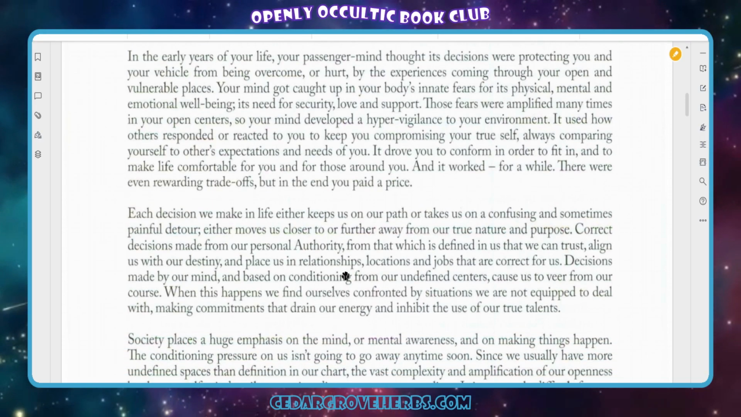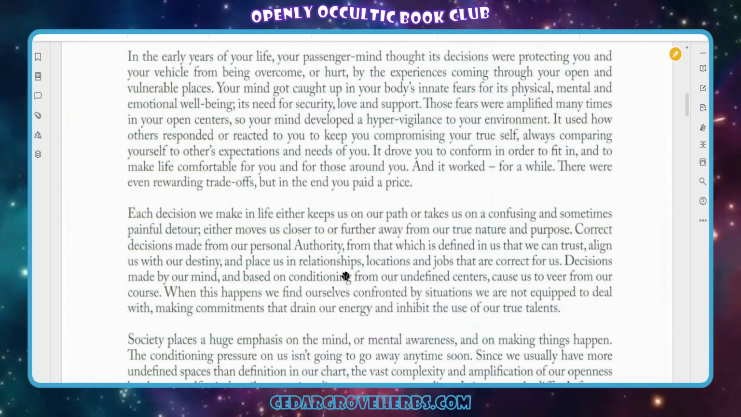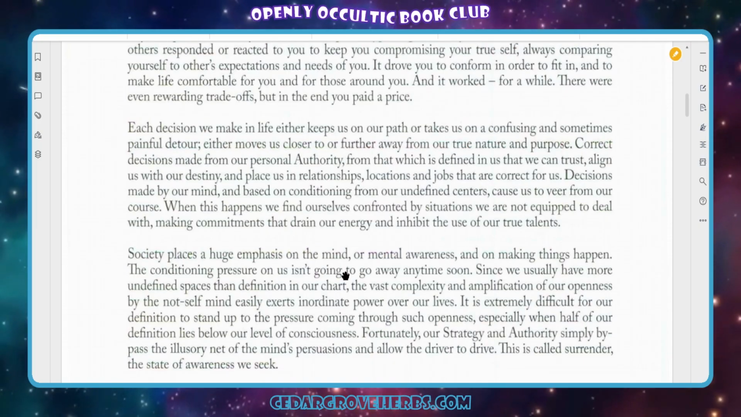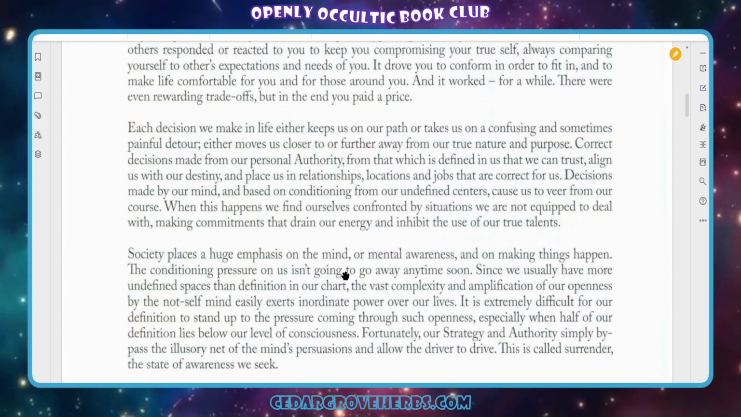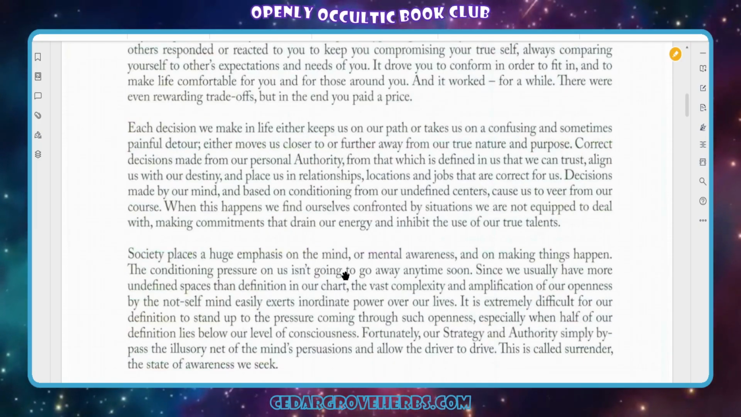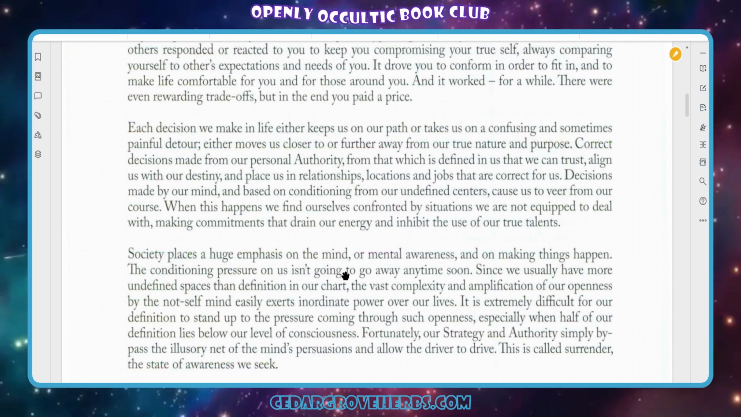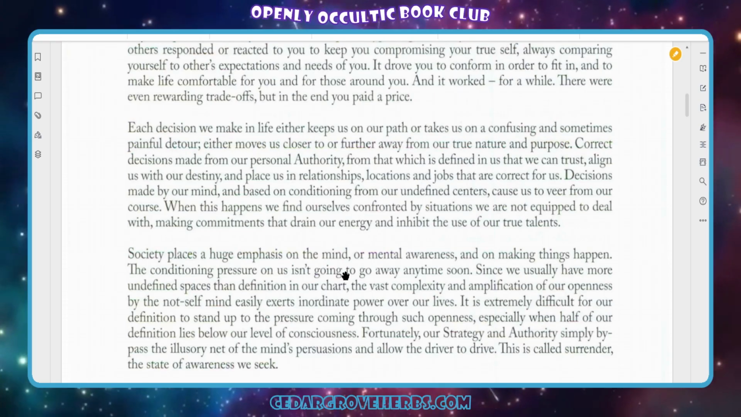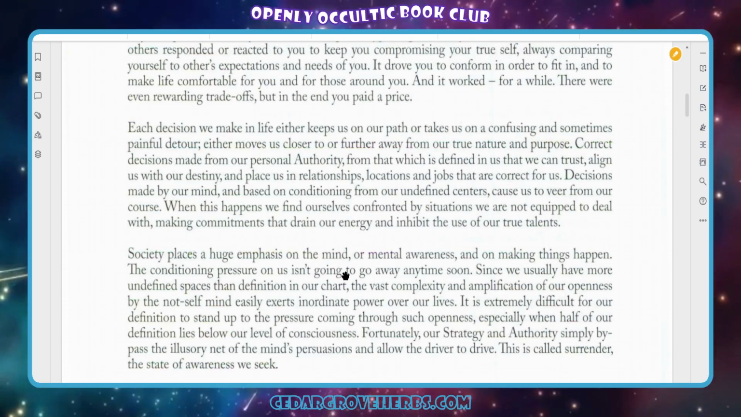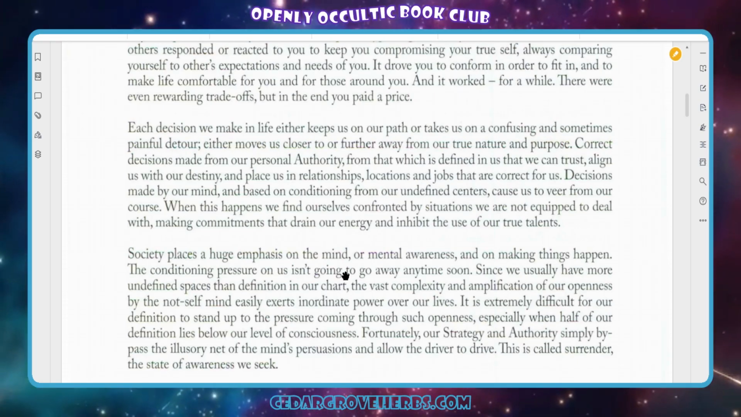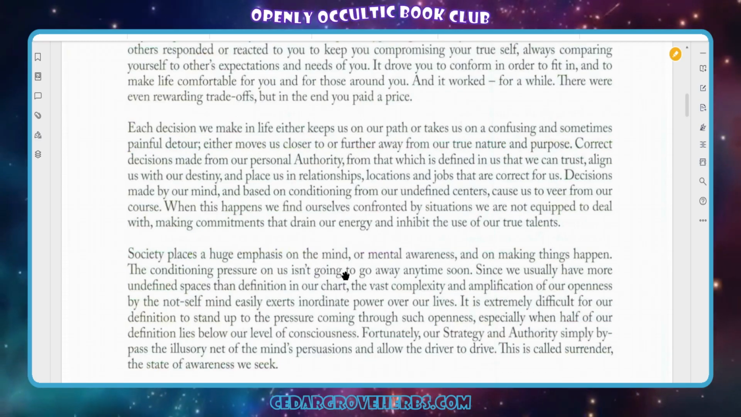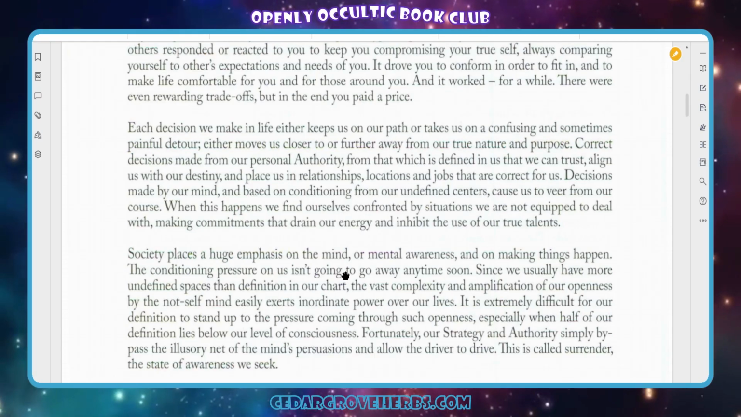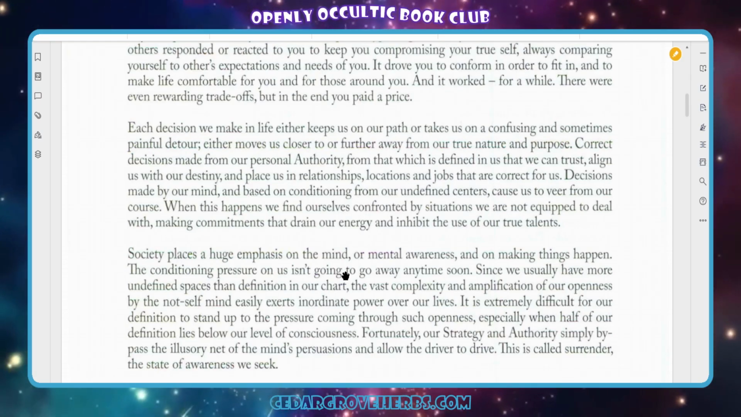Each decision that we make in life either keeps us on our path or takes us on a confusing and sometimes painful detour. Either moves us closer to or further away from our true nature and purpose. Correct decisions made from our personal authority, from that which is defined in us that we can trust, align us with our destiny and place us in relationships, locations, and jobs that are correct for us.